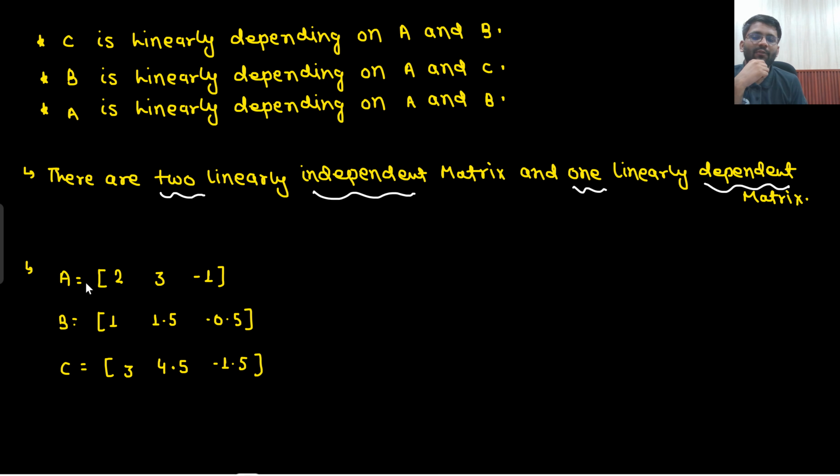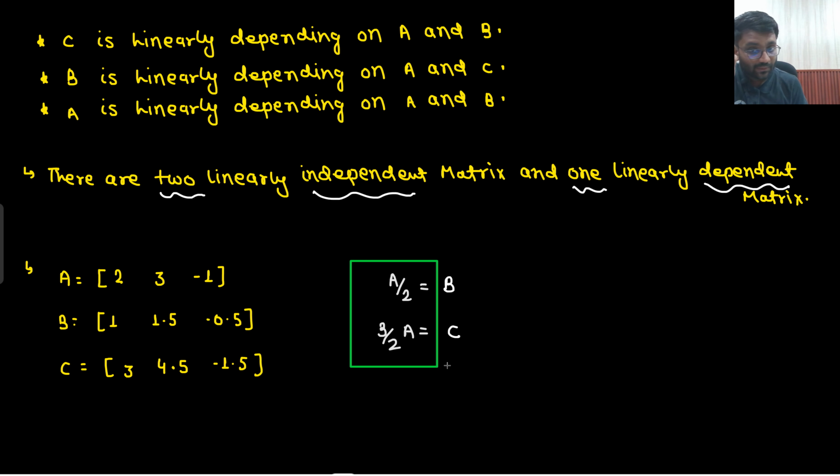In your hand, I give you matrix A, and I ask you, can you write down matrix B and C? You will say yes, sir. With the help of matrix A, I can write down matrix B as well, and I can write down matrix C as well. What will you say? That, sir, if I just take half of matrix A, I will get matrix B. And sir, if I just multiply matrix A by 3 by 2, I will get matrix C. Multiply by 3 by 2, 9 by 2 will be 4.5 and this will be minus 1.5. So this is the scenario.